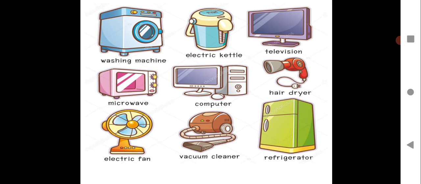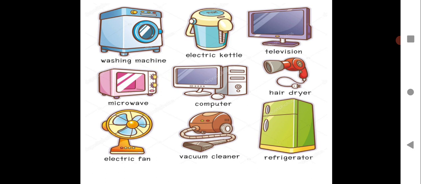Your washing machine works on electricity, electric kettle, television, hair dryer, computer, microwave, electric fan, vacuum cleaner, and what not. Refrigerator again here. You think of your daily routine and you will find one electrical appliance you are using every time. So here you have listed some. You can list this down in your notebook.